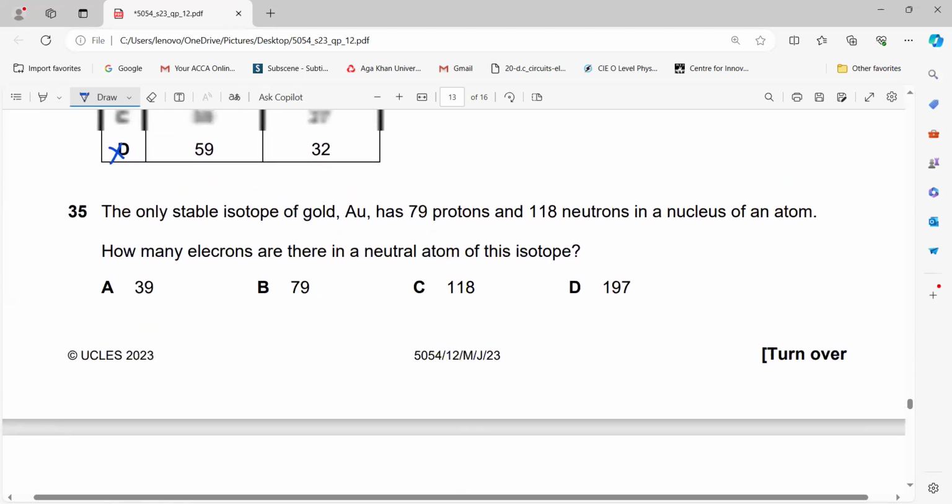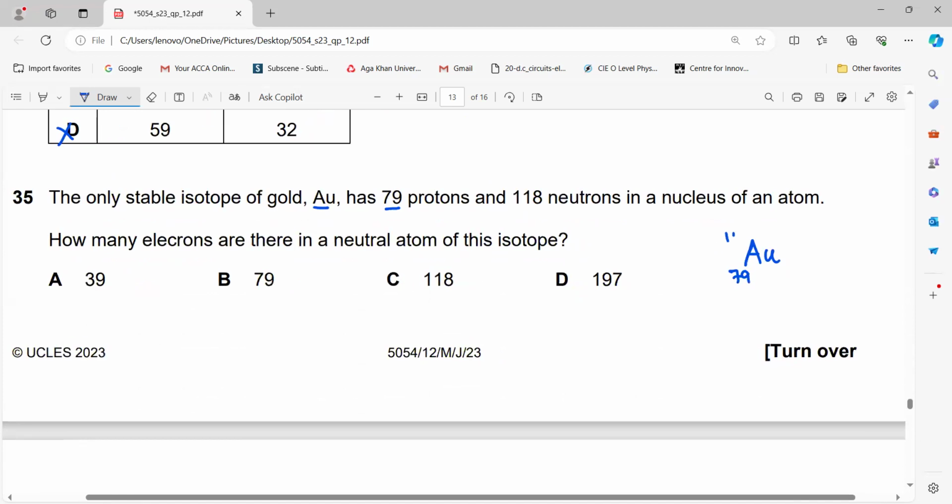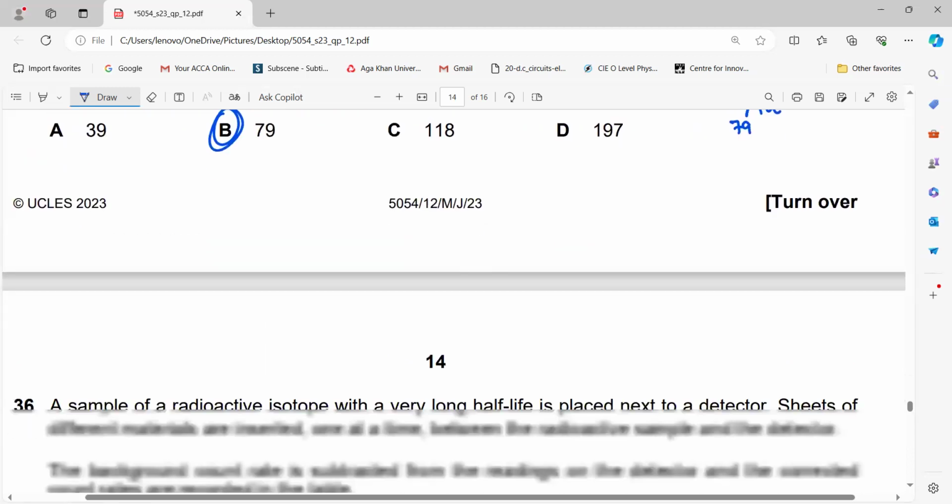Next is 35. The only stable isotope of gold, Au is the symbol of gold, has 79 protons and 118 neutrons. Now, if I ask you to write down the nuclide notation, you write down 79 at the bottom, and at the top is the mass number. That's 118 plus 79, which is going to be 197. That's going to be the nuclide notation for gold. How many electrons are there in a neutral atom of the isotope? Now, the number of electrons equals the number of protons. The number of protons is 79, so the number of electrons has to be 79.